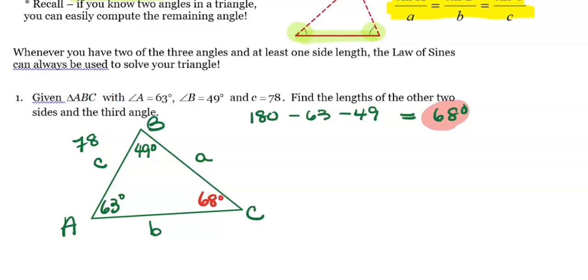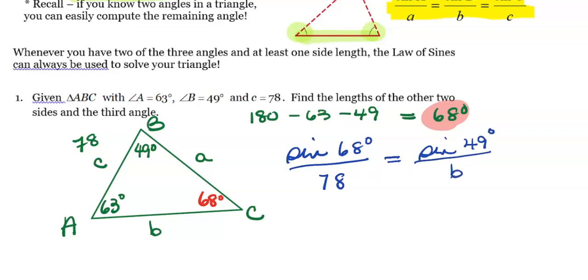Okay, so I need to find each of the missing sides. I now have all three angles. So get your pairing. My pairing is going to be the sine of 68 degrees over the length of little c. So I have angle C and I have little c. That is a proportion that I need for the rest of this problem. That proportion will equal the sine of 49 degrees over b.